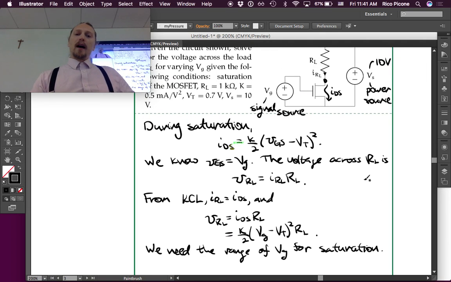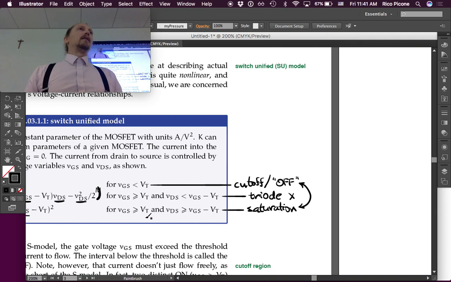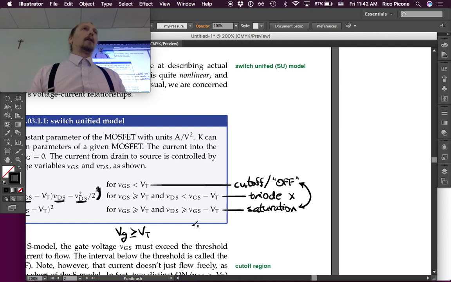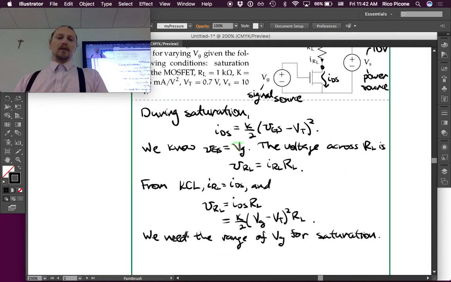In order to do that, we have two conditions for saturation, right? Back over here, VGS has to be greater than VT. Well, that one's easy. So we know VG then has to be greater than or equal to VT. But the other one's a little tougher. We need to make sure that VDS, the drain source voltage, is greater than VGS minus VT. In order to determine that, we need an expression for VDS, which we haven't developed yet. So we need to develop that.